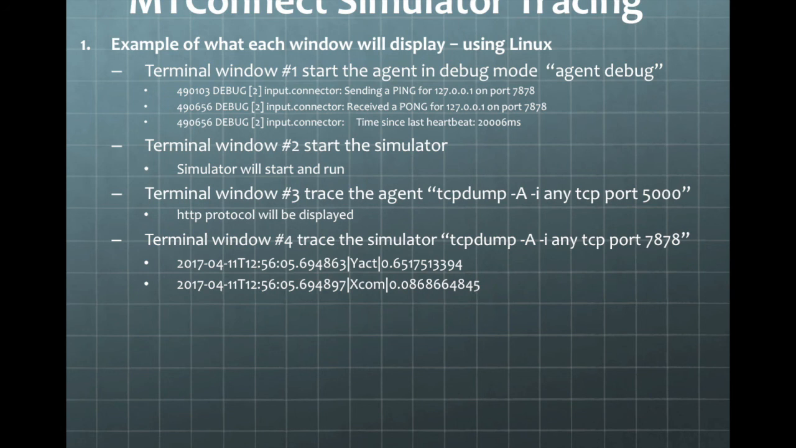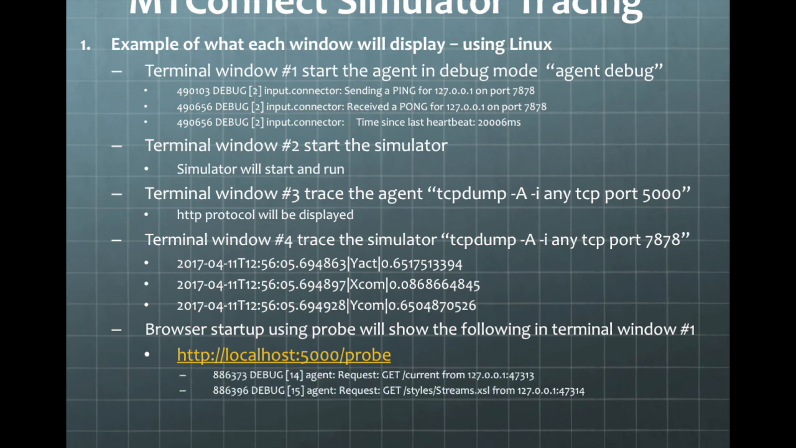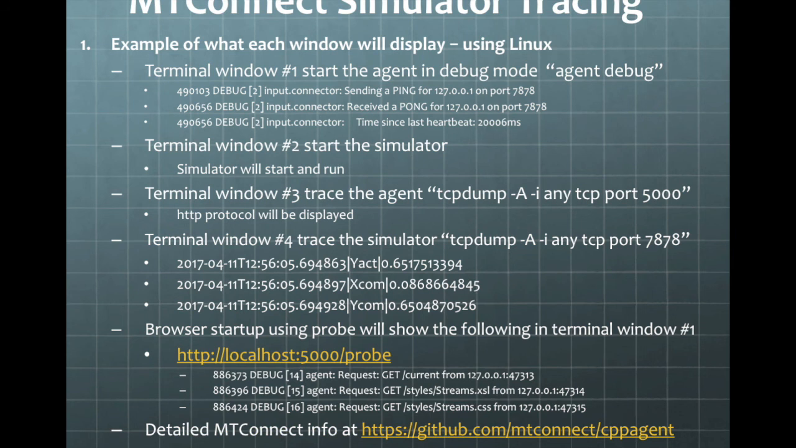And then in this fourth window, you'll see the SHDR, where you see the timestamp at the beginning, and then you see the key value pair, such as the first one, Y, ACT, and then 0.6517, and so on. And so again, a single timestamp and then a single key value pair is what you're seeing on the lines here. And then you'll start up the browser and you'll see different types of requests as well, showing you what's happening from the browser perspective. So again, this is just a way to see what's happening underneath the covers.